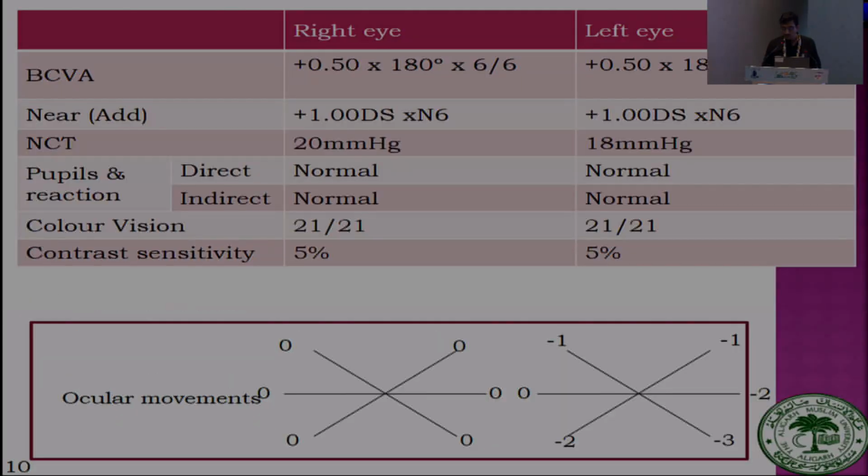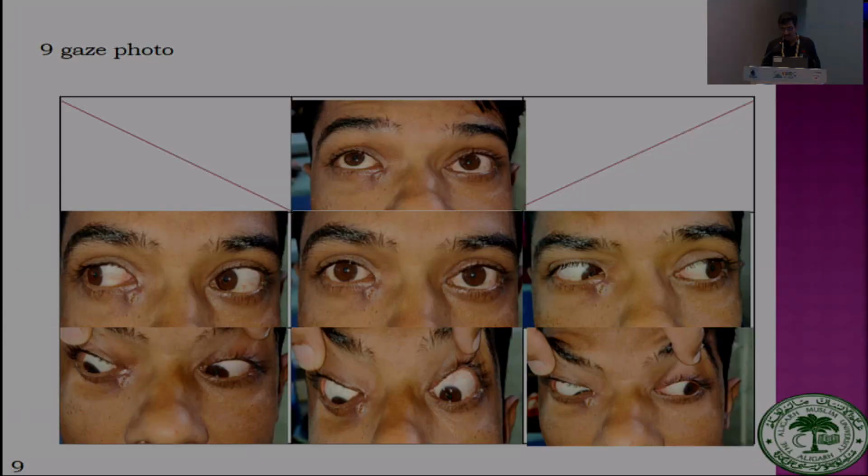His best corrected visual acuity in both eyes was 6/6 with a correction of plus 0.5 diopter cylindrical at an axis of 180 degrees, and a near add of plus 1 provided him a vision of N6. NCT was 20 and 18, with pupils being normal and color and contrast sensitivity normal. Ocular movements revealed a limitation of movement in superior levoversion and on inferior gaze, and as depicted in the 9-gaze photo also, we can appreciate a limitation of movements.